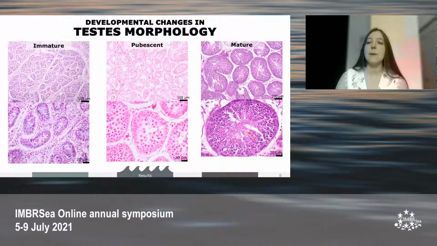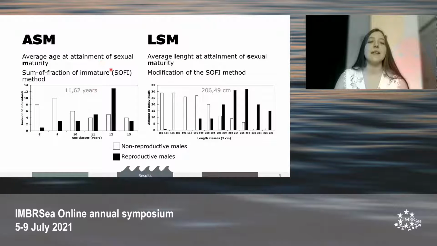You can see those here. Matures were also much more angular in tubule shape, but you'll see that with seasonality, as this is a summer individual. The species becomes sexually mature at an average age of 11.62 years and an average length of 206.49 centimeters. These were calculated respectively using the sum of fraction of immatures method and a modification of this method.